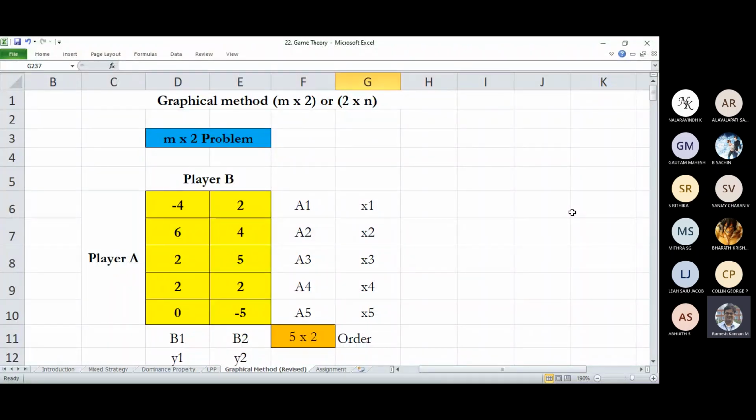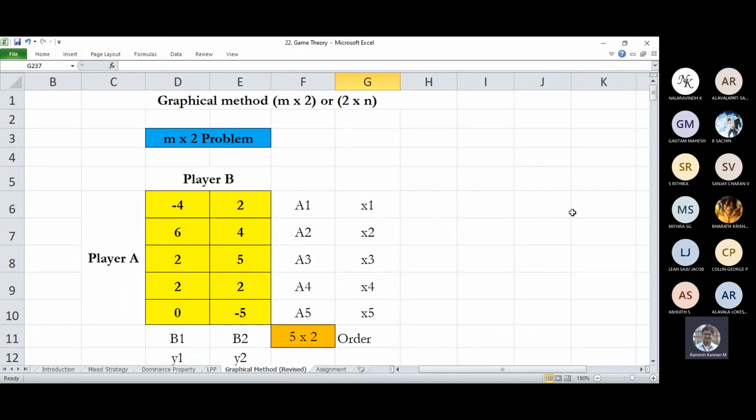Graphical method for solving game theory problems. One of the prerequisites for a game theory problem to be solved using the graphical method is that one of its dimensions should be 2. If it is an m cross n matrix, then one of the dimensions should be 2. It could be either the column or the row. So in the previous class we talked about the m cross 2 problem, where we have a number of rows but only 2 columns.